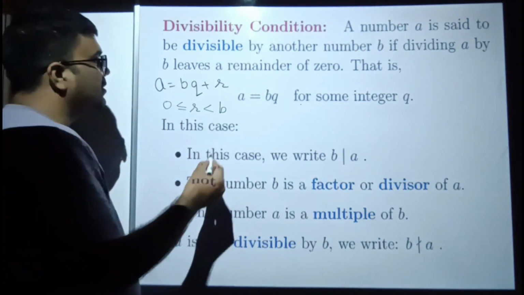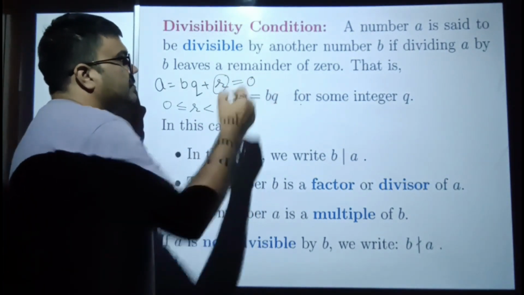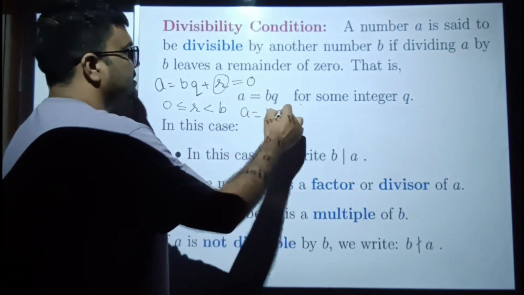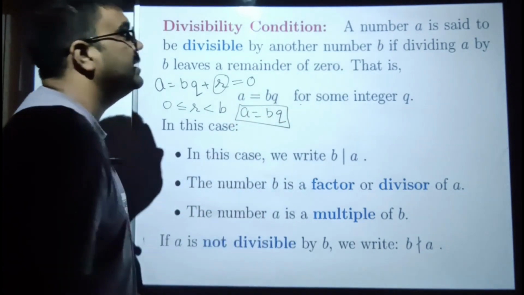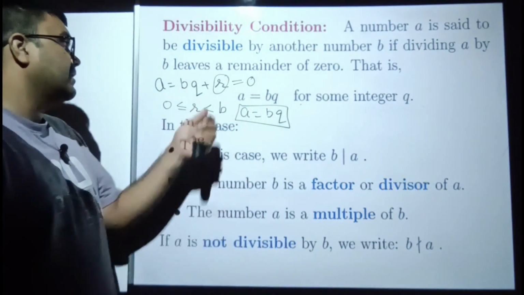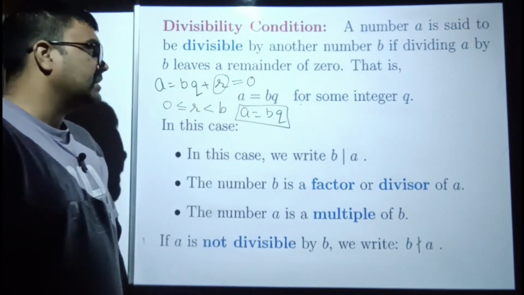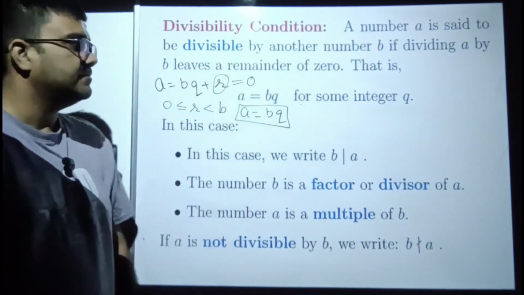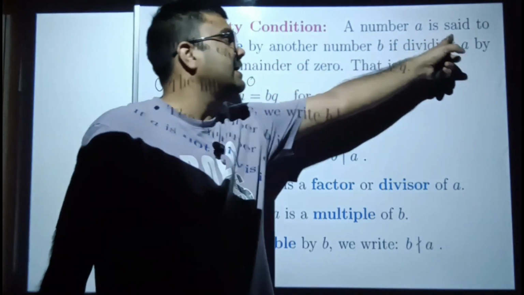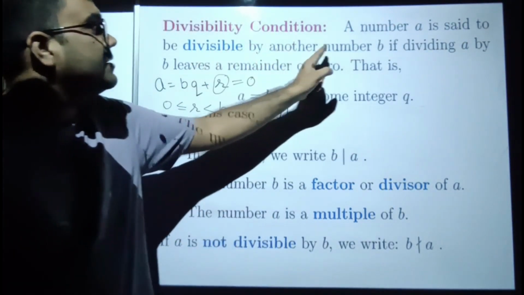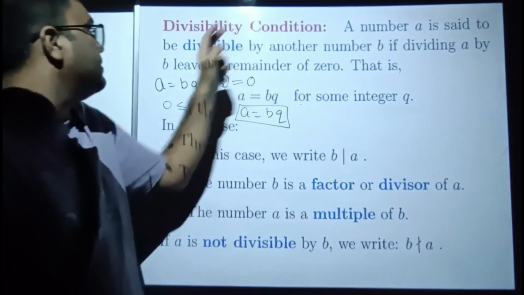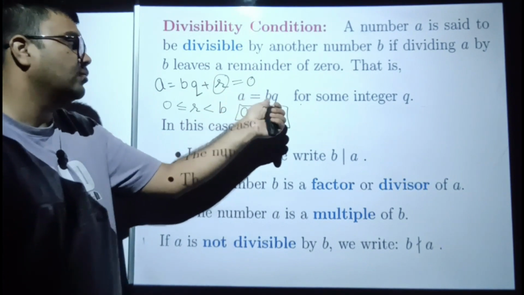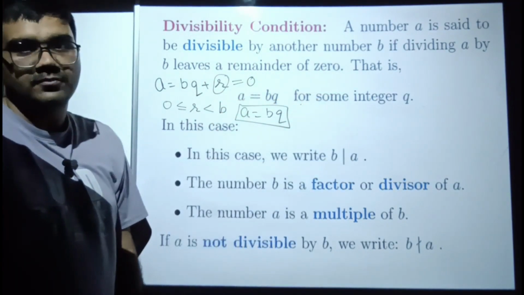Now we are talking about the particular case when this r is equal to 0. When this r is 0, we obtain a is equal to b times q, that is when the remainder is 0. And in this case, we will say that a is divisible by b. A number a is said to be divisible by another number b if dividing a by b leaves a remainder 0. If the remainder is 0, we obtain a is equal to b times q for some integer q.